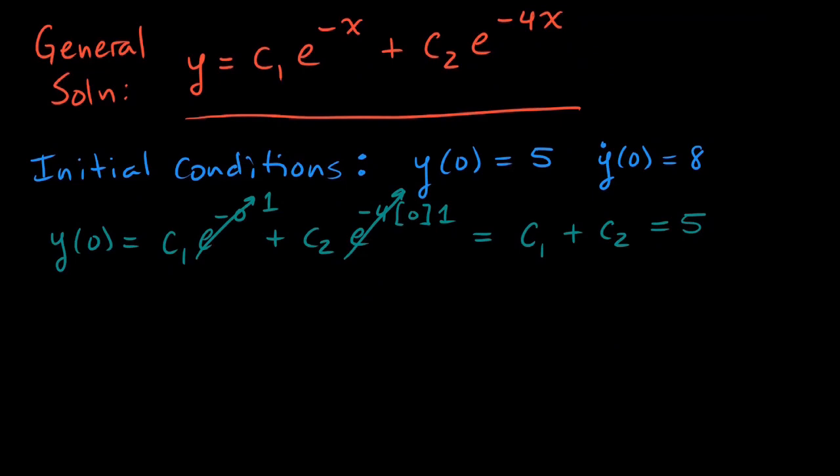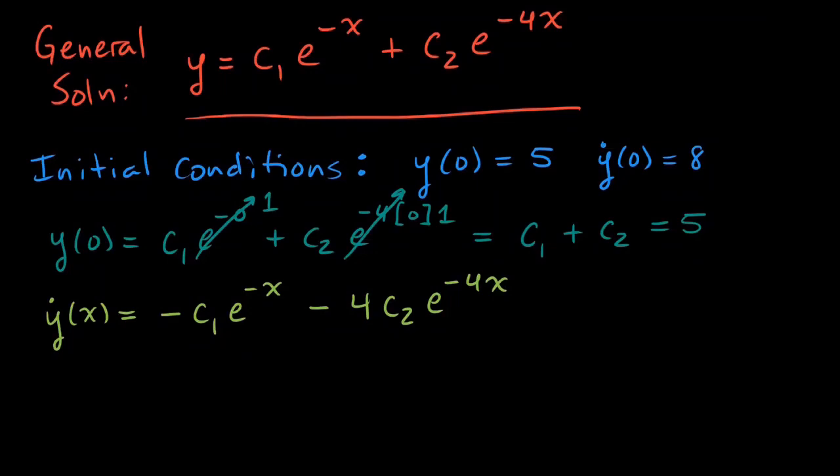Well, there is a linear equation with two unknowns. So if you're thinking ahead, I'm going to do the same thing with the first derivative. So y dot of 0 is going to be, well, first of all, what is the first derivative? Let's do that first, just for a little bit of clarity. y dot of x in general is going to be negative C1 e to the minus x minus 4 C2 e to the minus 4x, right?